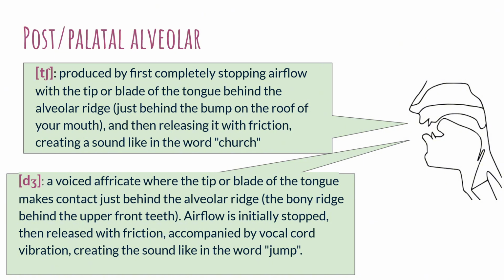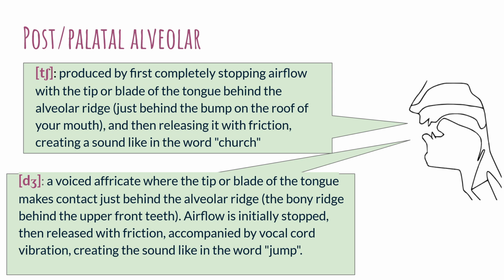The sound ch. It is pronounced by first completely stopping airflow with the tip or blade of the tongue behind the alveolar ridge. It is the bump on the roof of your mouth, and then releasing it with friction, creating a sound like in the word church.